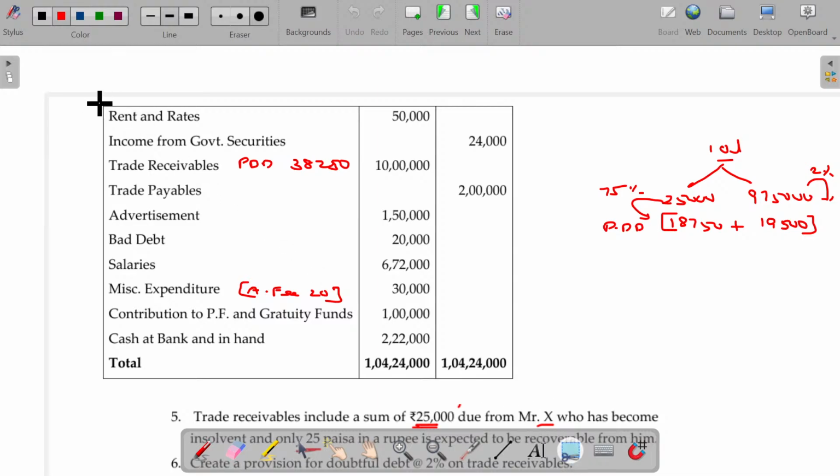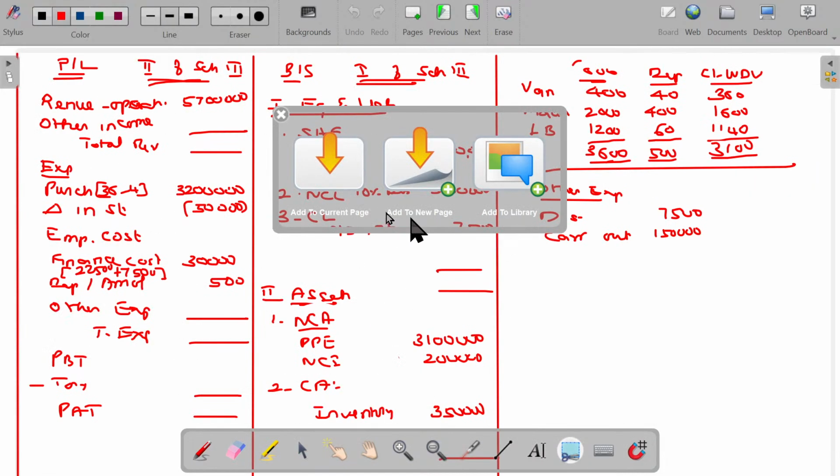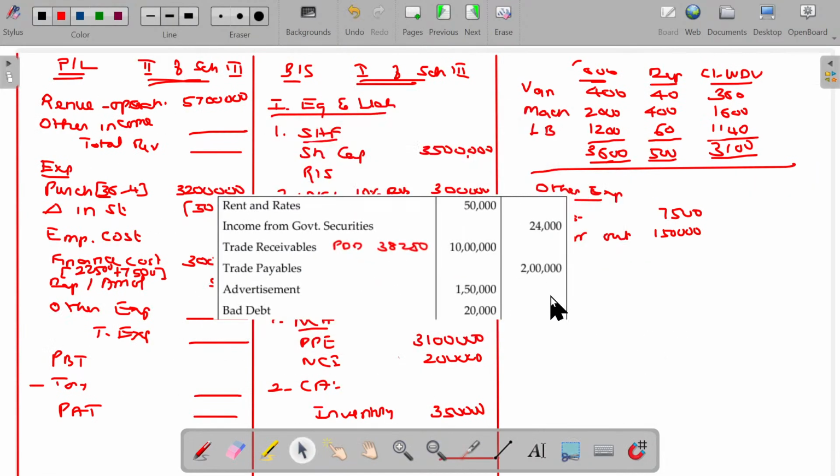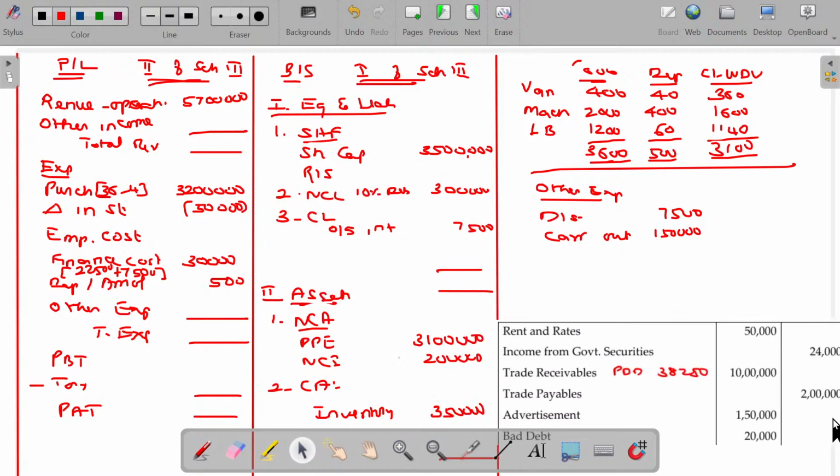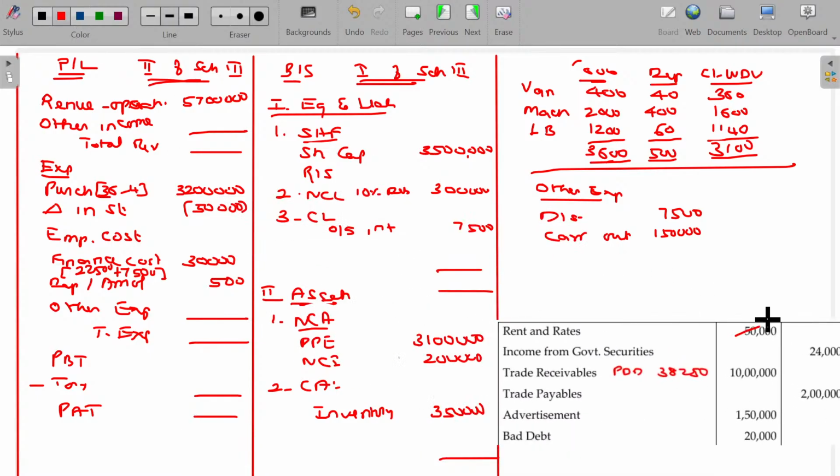Now we'll go for this one. Bad debt, up to bad debt. We'll start with rent and rates, 50,000 rupees. Also other expenses, 50,000 rupees. Income from government securities, 24,000. Other income and trade receivables being 10 lakhs.